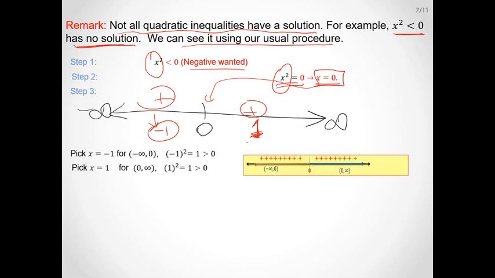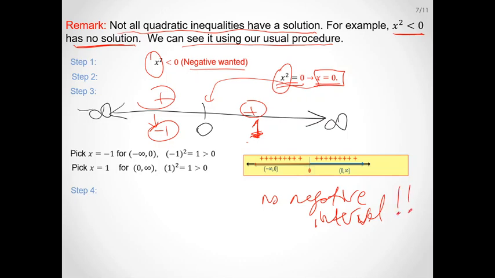Then this one here, it will be plus and plus. But it is wanted negative. It is wanted negative. There is no negative interval. That's one thing. No negative interval here.